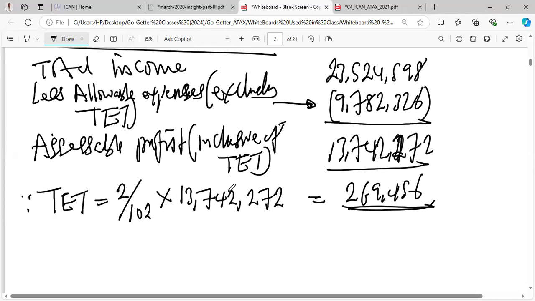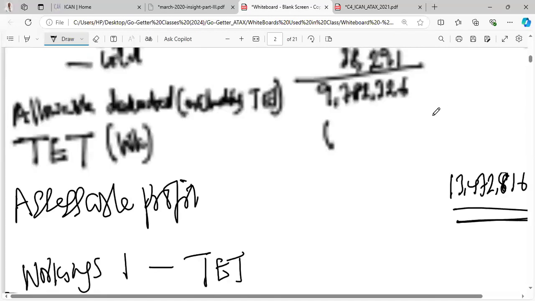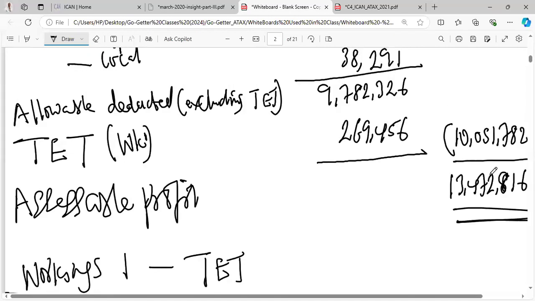This is comparable to when we are doing VAT inclusive and you want to remove VAT from the VAT inclusive. If you have a VAT inclusive of, let's say, 107,500 and you want to remove the VAT element and VAT is 7.5, all you need to do is 7.5 over 107.5 times that amount. That's the same principle we are using. And when you get the accessible profits, go back and check if 2% of that accessible profit gives you your TET. If it does, then you are on the right track.